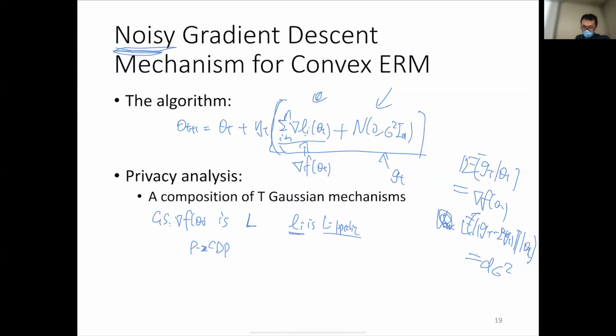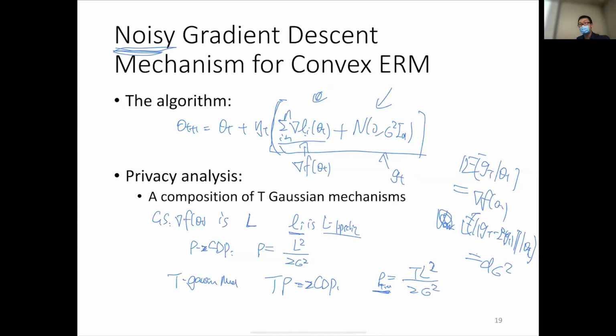Recall the concentrated differential privacy and Renyi differential privacy that we've learned, which provide a good characterization of the Gaussian mechanism, with rho equal to, I guess, L square over 2 sigma square. And the composition of T Gaussian mechanisms is simply T times rho, the zCDP, with the total rho parameter being T times L square over 2 sigma square.